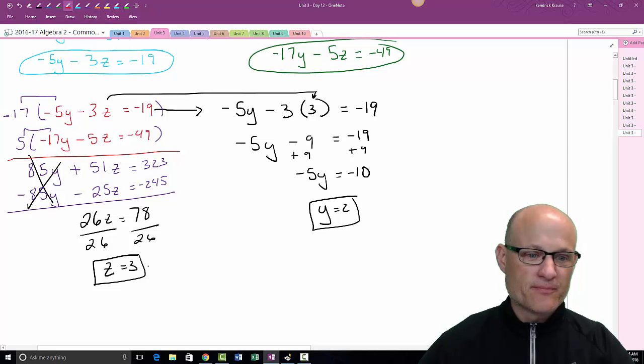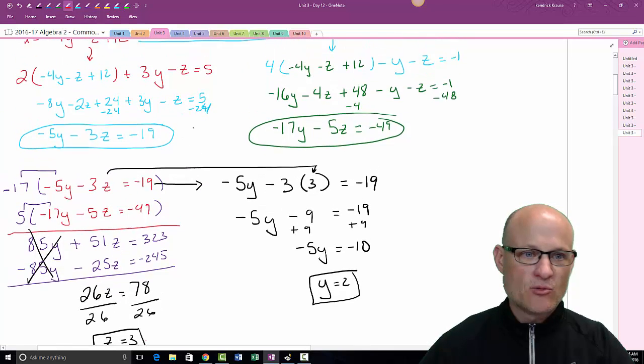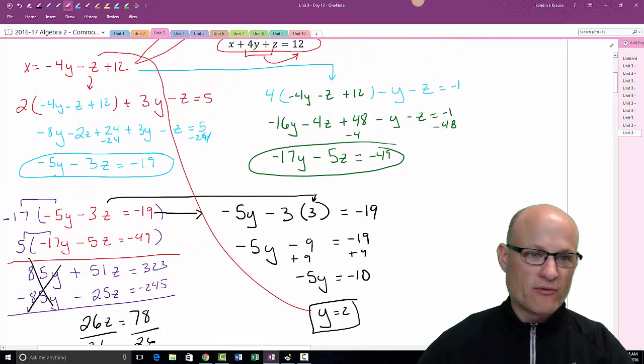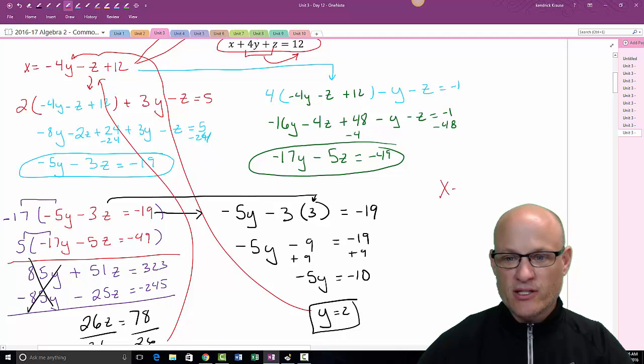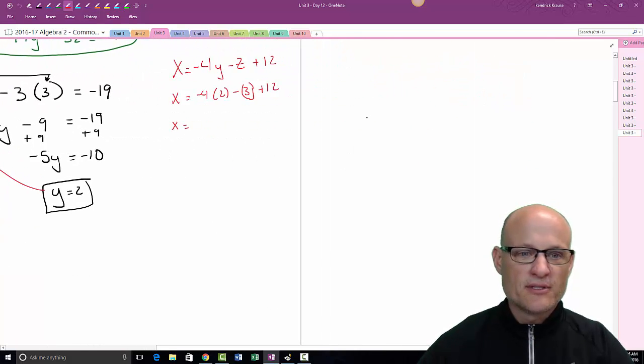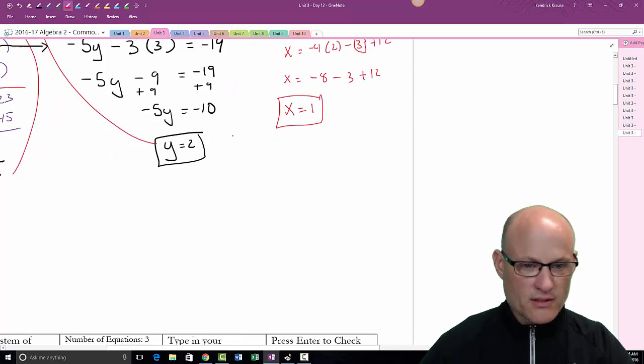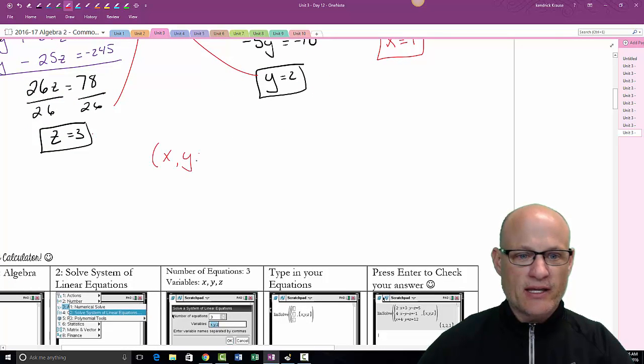Now we're going to take both of these and plug them in where we solve for x. And that one down there, whoosh, plug it in for z. So we know that x is equal to negative 4y minus z plus 12. So x is equal to negative 4 times 2 minus 3 plus 12. That's right behind my head, isn't it? I apologize. I'll have to make sure I move my head. Minus 8 minus 3 plus 12. X is equal to 1. So my answers for x, y, and z are 1, 2, 3.